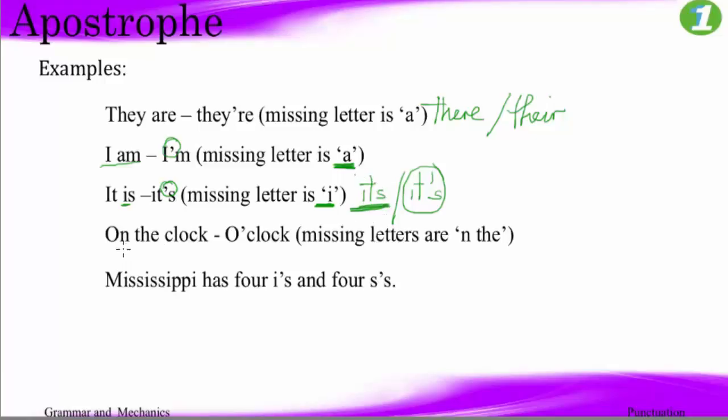And then there are other instances such as o'clock. Again, the missing letter in this case is the N and the. It's more than a letter. It's a letter and a whole word that goes missing. O'clock, 9 o'clock, 10 o'clock, telling time. So again, we use the apostrophe, as in this case, to replace the shortened letters, to replace the missing letters, N and the word the.